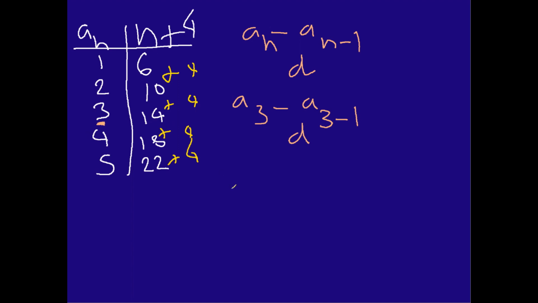So a sub 3 is going to be 14. You can see it right here. So 14 minus, now a sub 3 minus 1 is going to give you a sub 2, and a sub 2 is going to be 10. And that'll give you our difference, which is positive 4. So you can see this is how you're able to figure it out in case you're stuck or struggling. Let me show you an example where we're doing subtraction.